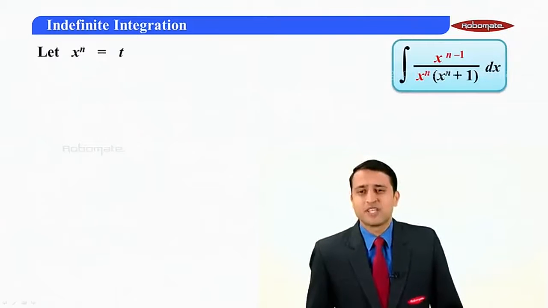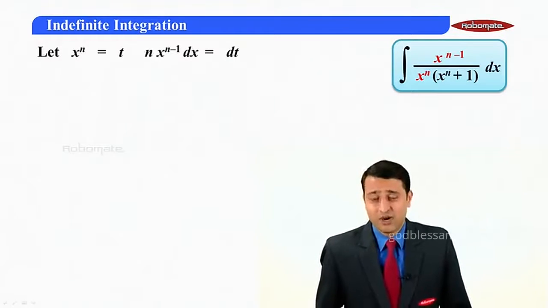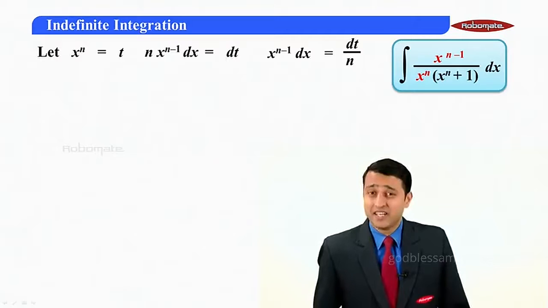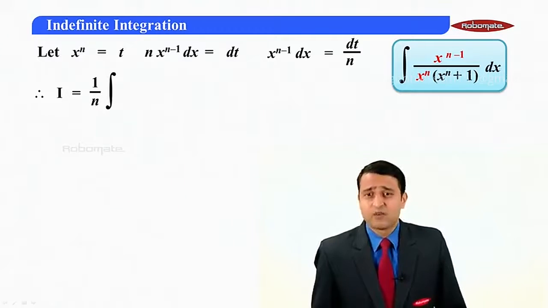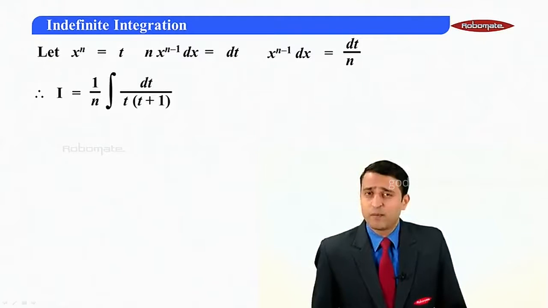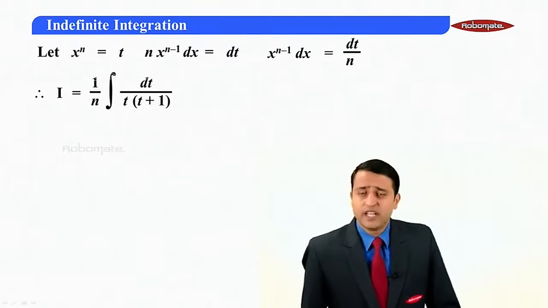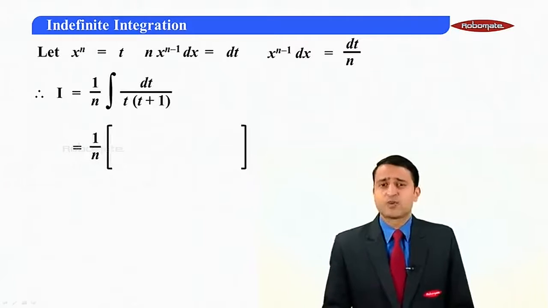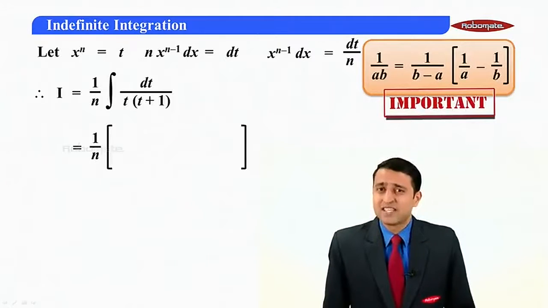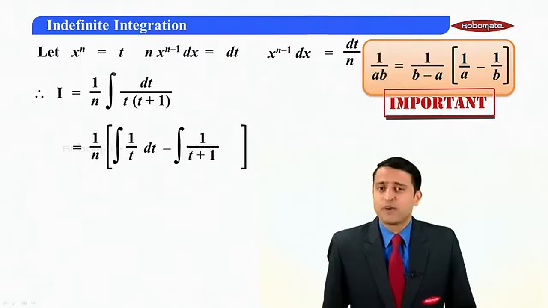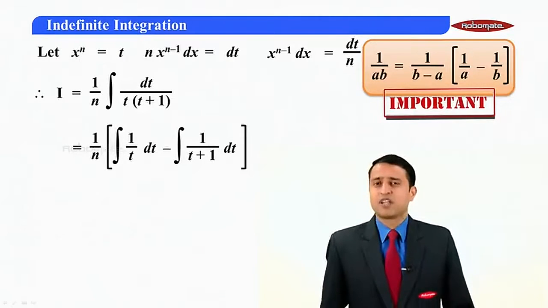So let us put x raised to n is equal to t. So we can say that n into x raised to n minus 1 dx is dt, or let us say x raised to n minus 1 dx is equal to dt upon n. Now let's proceed further. So the integral will be 1 by n into integral of 1 upon t into (t plus 1) dt. Now my dear students, here the difference between the two terms is a constant. So let us write that as 1 upon t minus 1 upon t plus 1 in the integral sign. 1 upon the smaller number minus 1 upon the larger number.